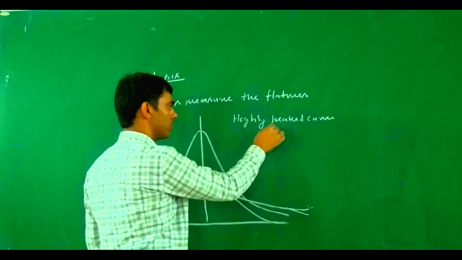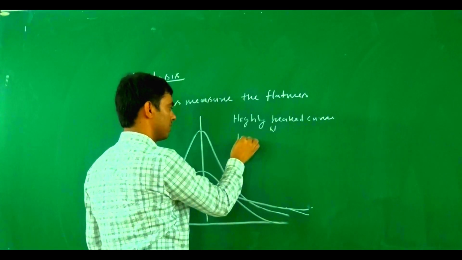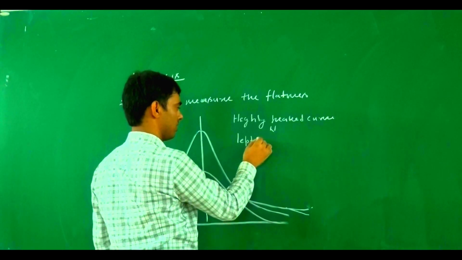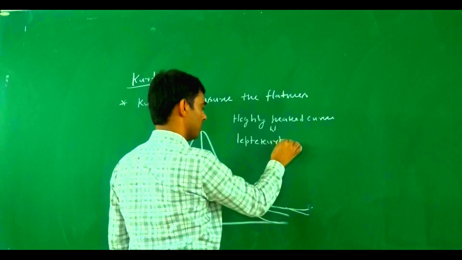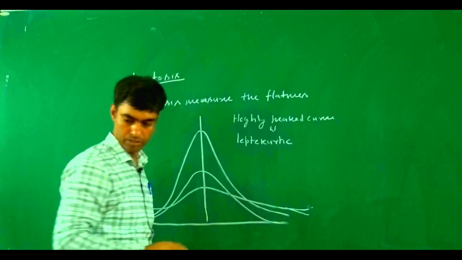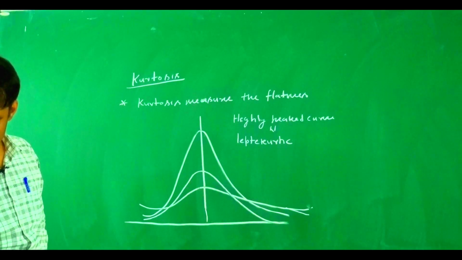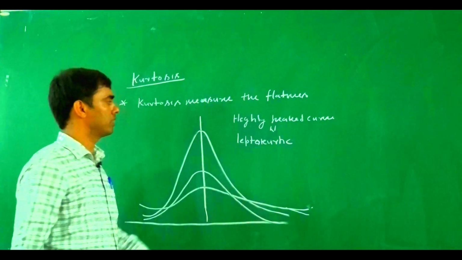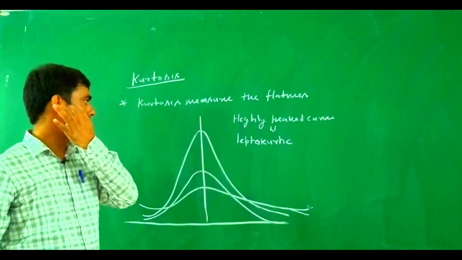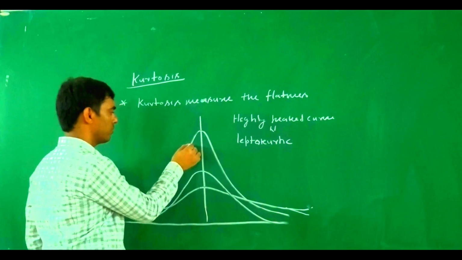And the nomenclature of this one is leptokurtic. This measures the flatness of a curve. So leptokurtic: a highly peaked curve is called leptokurtic.